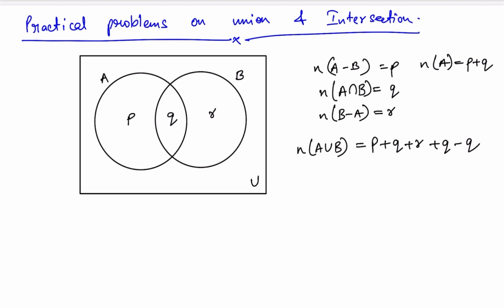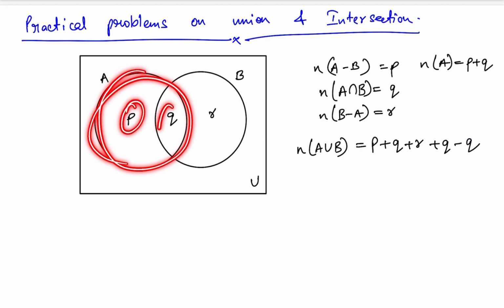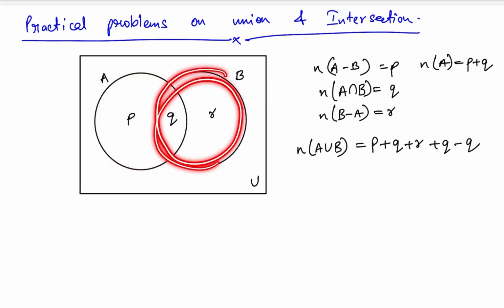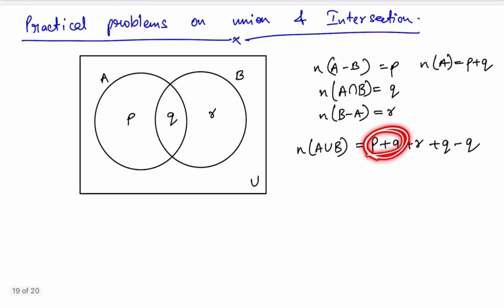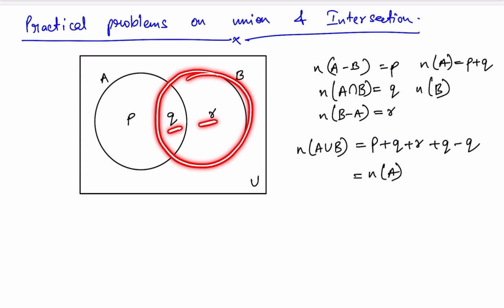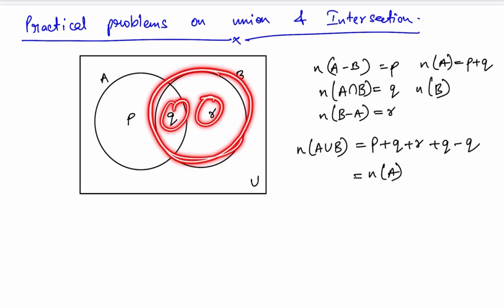Number of elements of A. In this region, how many elements are there? p plus q. So the number of elements of A is p plus q. The number of elements of B is q plus r. So this p plus q, I can replace with the number of elements of A. Then, how many elements are there in set B? Set B has q plus r elements.